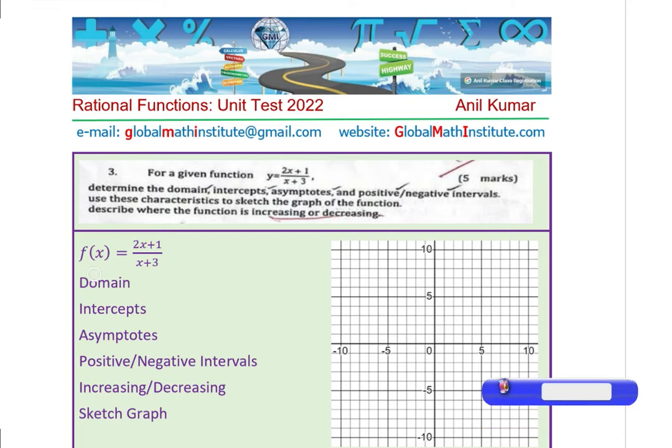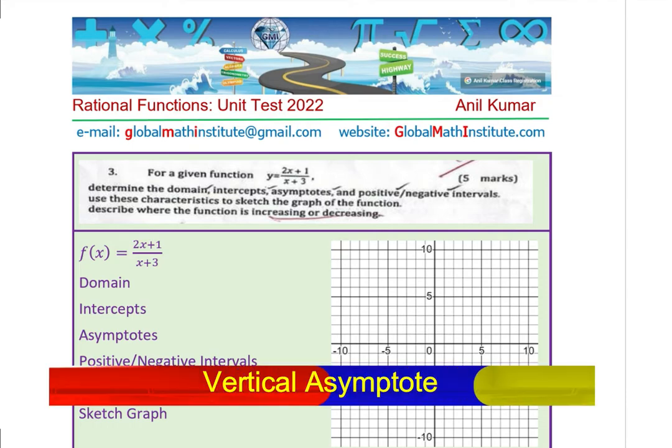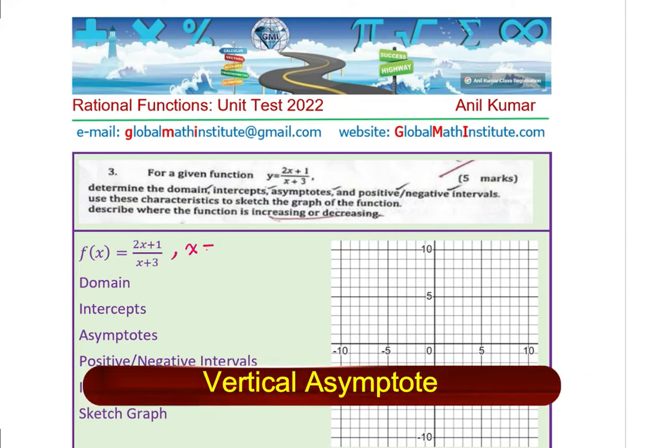So let's begin with the domain. Whenever we're talking about domain, we have to look for restrictions. The denominator cannot be 0. Here the denominator will be 0 for x equals minus 3, so x should not be equal to minus 3. So the domain clearly is that x belongs to the real numbers, however, x is not equal to minus 3. Correct?